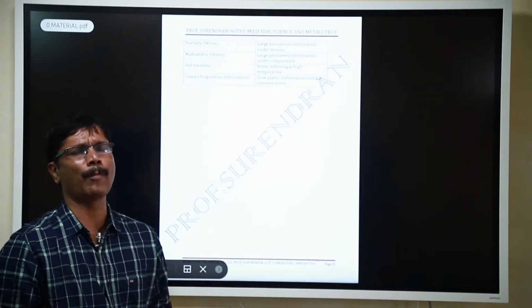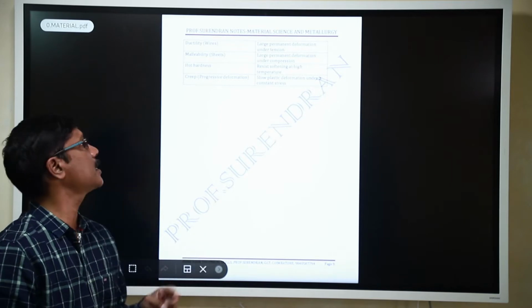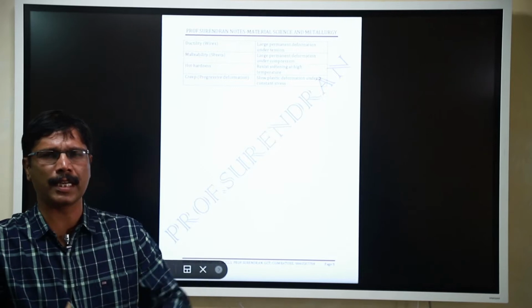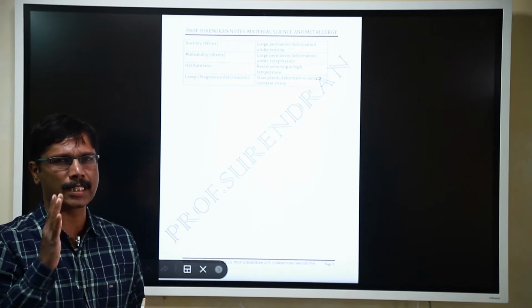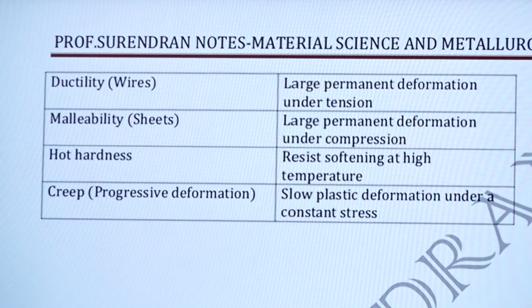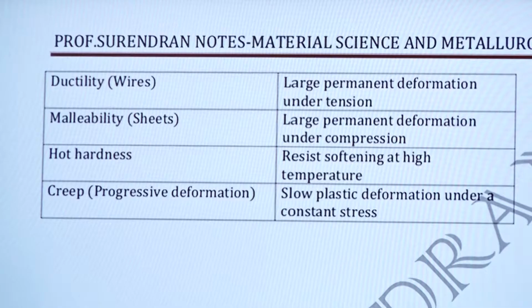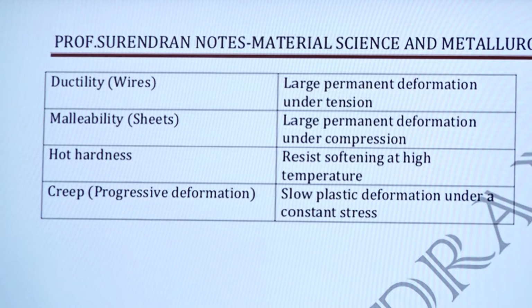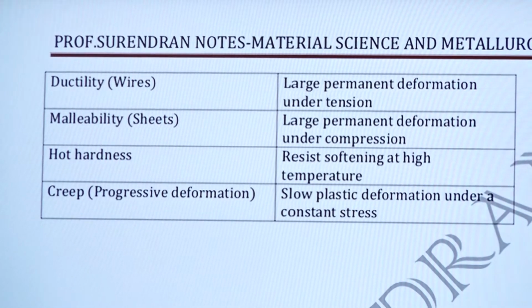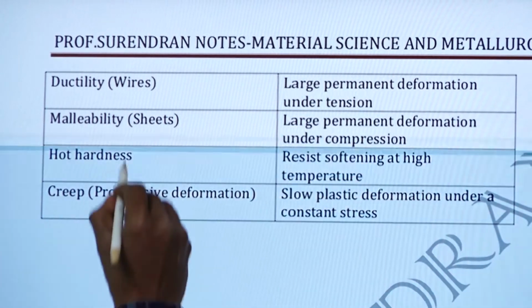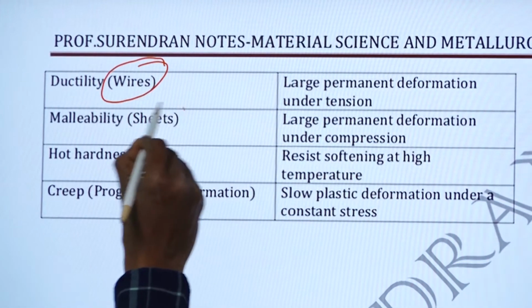So we are having the properties. Ductility is a large permanent deformation under tension. When you give tension and deformation takes place, it is called ductility. Malleability means when you give compression, deformation takes place. Deformation under compression is malleability, and deformation under tension is ductility. Ductility is important in the case of wires. Malleability is important in the case of sheets.